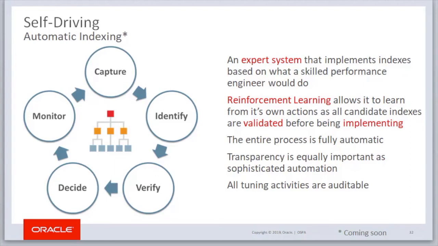At that point, there's a decision to be made. If the performance is better for all statements, the indexes are marked visible. If performance is worse for all statements, the indexes remain invisible. If performance is worse for some, the indexes are marked visible except for the SQL statements that regressed.